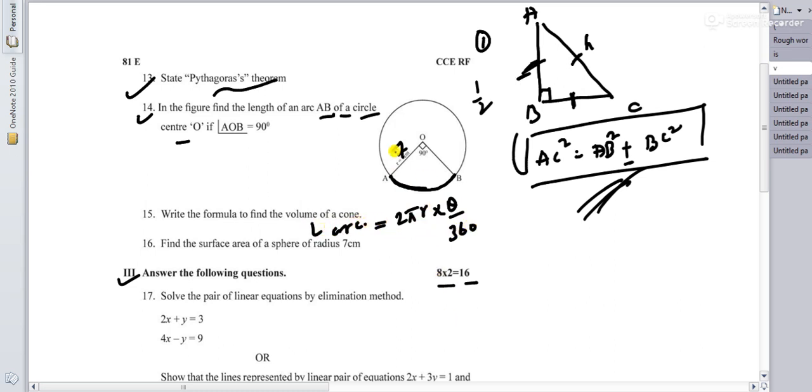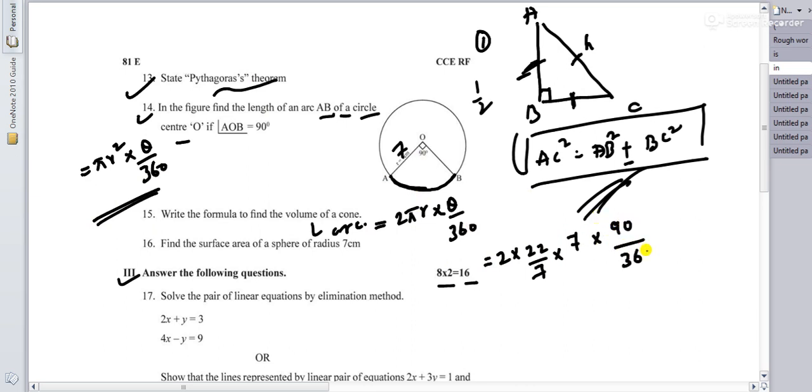Understood? If they ask the area of the sector, this is the sector. The total area is pi r square. Now for this sector, just multiply with theta by 360. Here since they have asked the length of arc, just remember 2 into pi, which is 22 by 7, into r, which is 7, into the angle 90 degrees divided by 360.